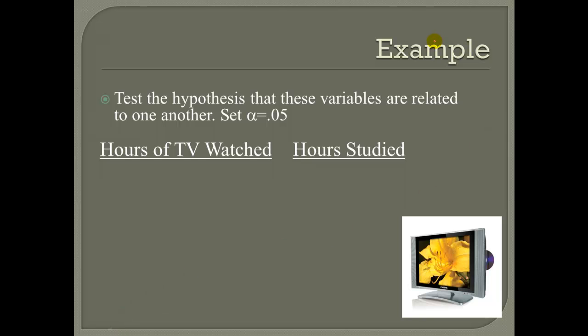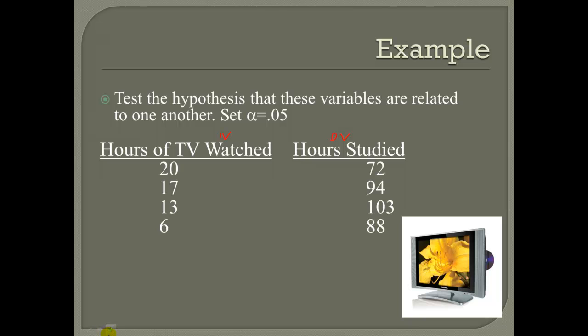So now let's look at an actual example and pull all this together that I just talked about. For this example, let's say we wanted to see, is there a relationship between the number of hours a person watches TV in a week and the number of hours they study in a month. So in this example, this would be our IV, this would be our dependent variable. And let's say that we want to set our alpha level at 0.05.